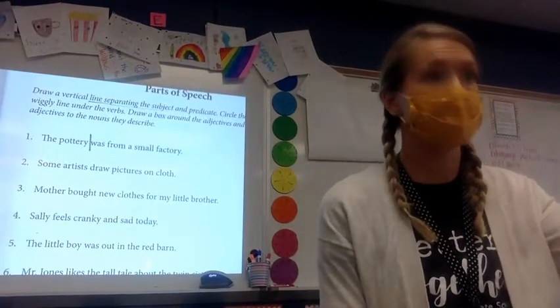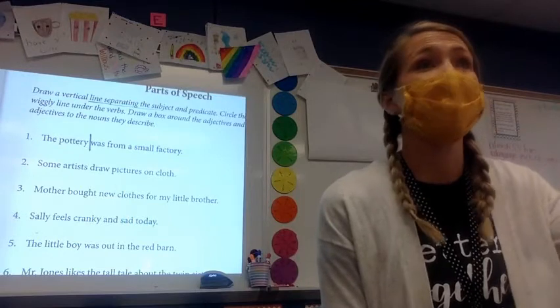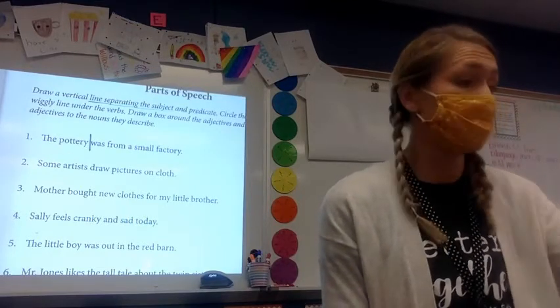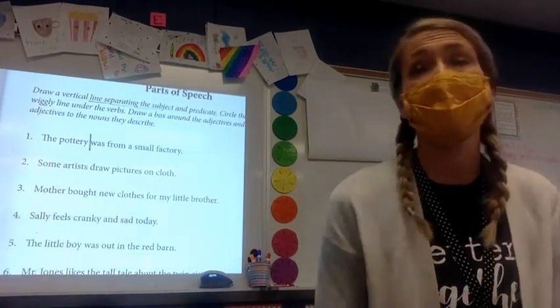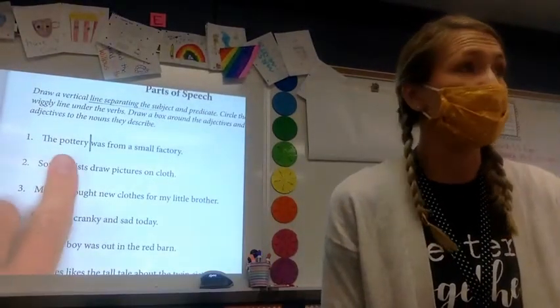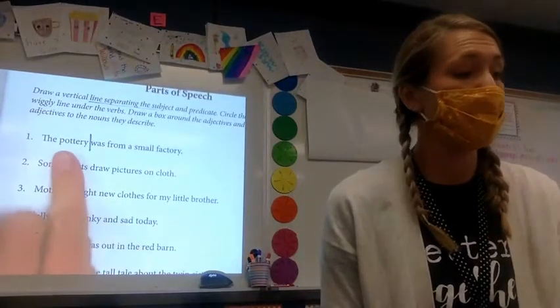Go ahead and do it on your own paper. Now the predicate. Here's the cool thing. The predicate is what the pottery does or information about it. So the pottery was from a small factory. The predicate is everything else in a sentence. The subject is the who or the what. The predicate is everything else. So now I've separated it.